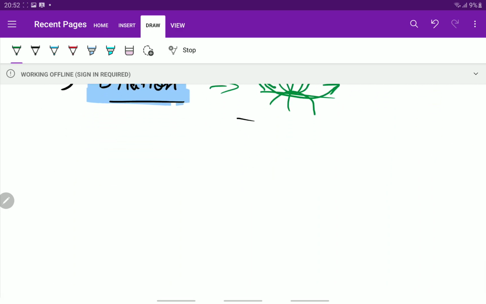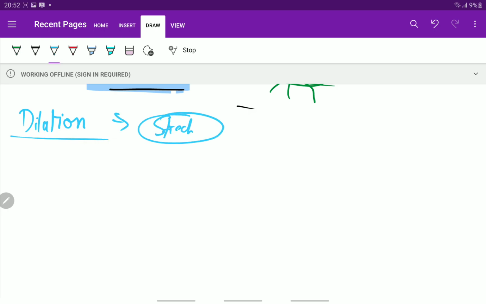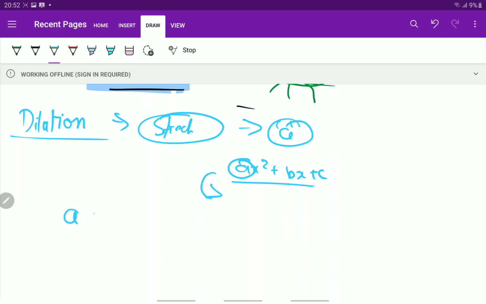So now let's go into each of these. Dilation. Dilation is probably the easiest. It's referred to as the stretch. So even for dilation, all you need to look at is the a term in ax squared plus bx plus c. Just look at the a term. Now, if the a term is, let's say, smaller than 0, then what do you think has happened?